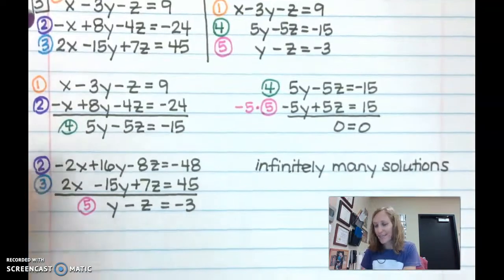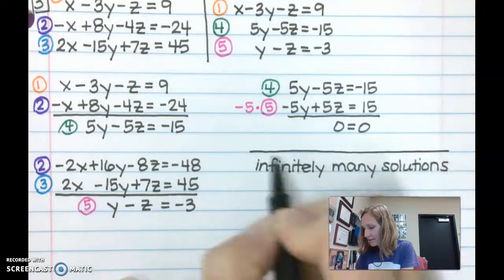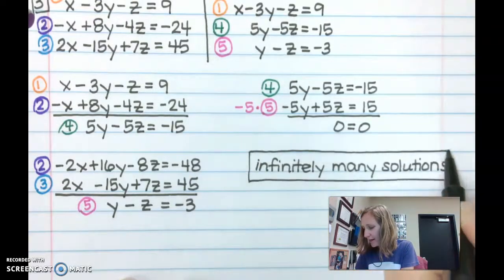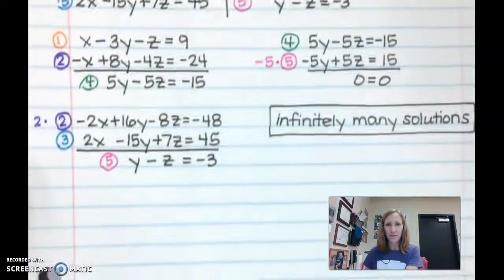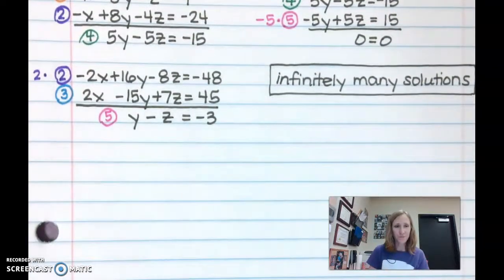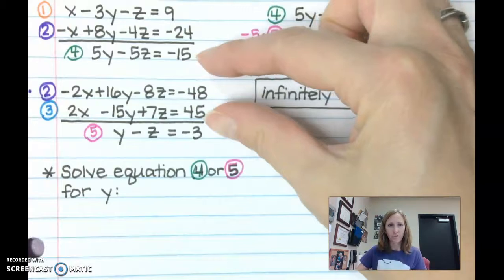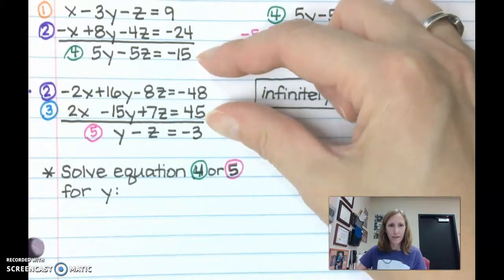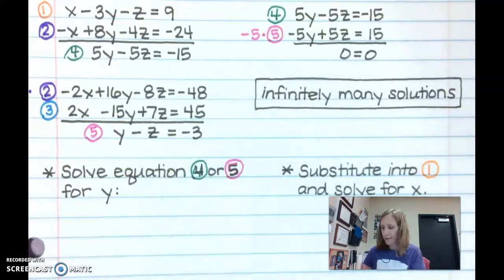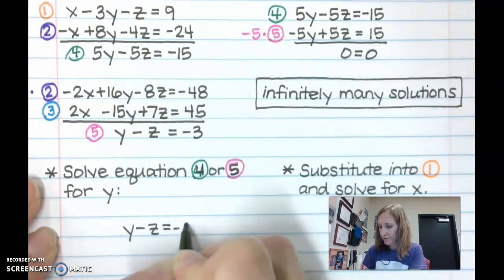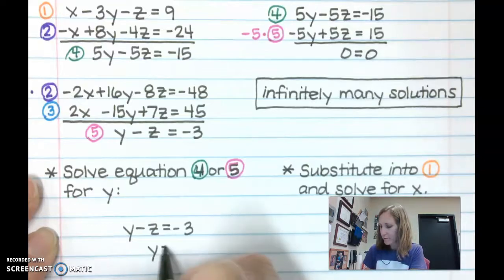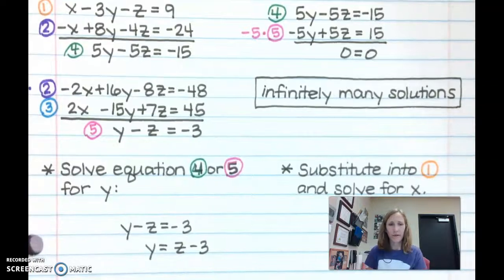So in addition to stating that this system has infinitely many solutions, we're going to describe how the x, y, and z values are always related in any of the ordered triples that satisfy all three of these equations. So this is how it's going to work. We're first going to take either equation 4 or 5 and solve it for the variable y. And I think 5 is going to be a lot simpler equation to solve for y. So we're going to take the equation y minus z equals -3, and when we solve it for y, that z variable is still going to be there. So add z: y is equal to z minus 3.